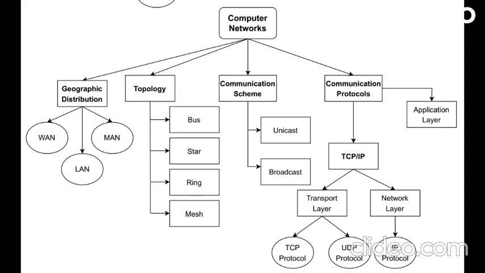UDP, on the other hand, is a connectionless service that does not provide the reliability, flow control, and congestion control guarantees that TCP provides, nor does it establish a connection between the sender and the receiver beforehand.